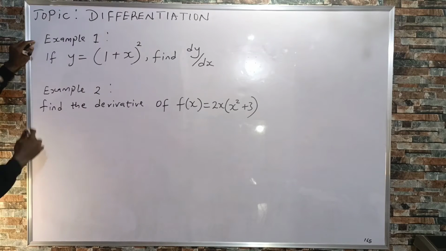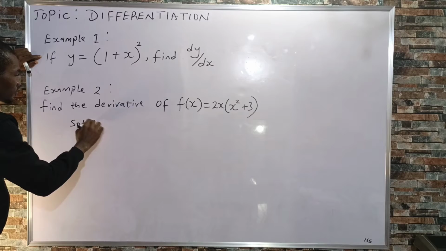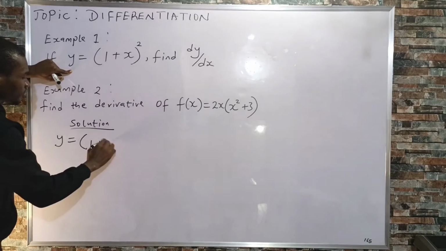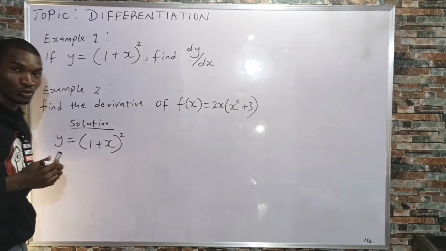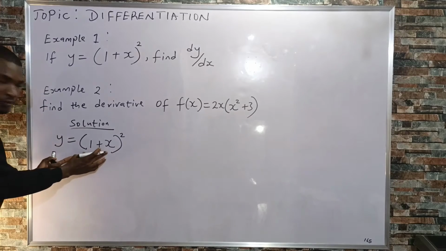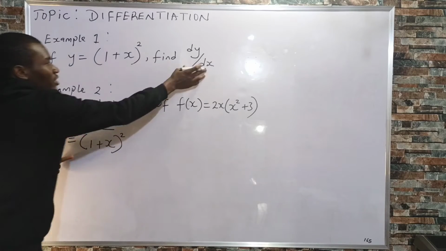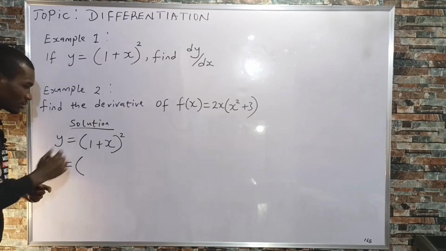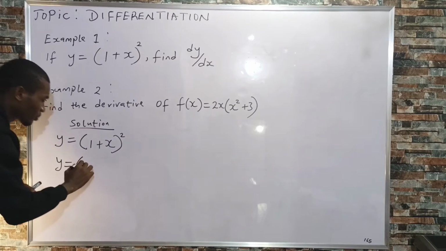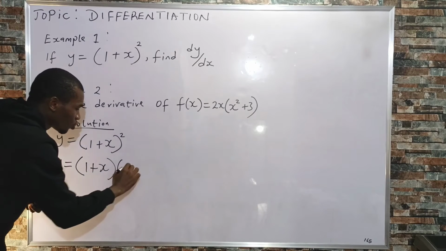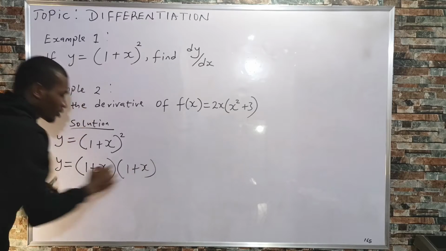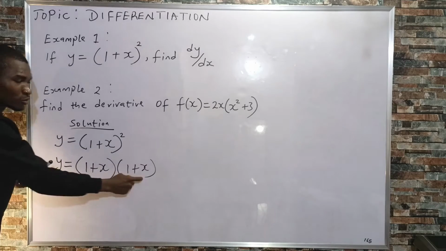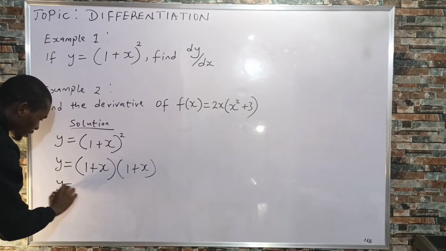We are starting with the first example. Solution. The first example, we have that y is equal to (1 + x) raised to the power of 2, right? First of all, let's open up this bracket before we find the derivative of the function. The square here simply means we must multiply this expression into two places. We must multiply the expression 1 plus x into two places. So let's go ahead to do that.